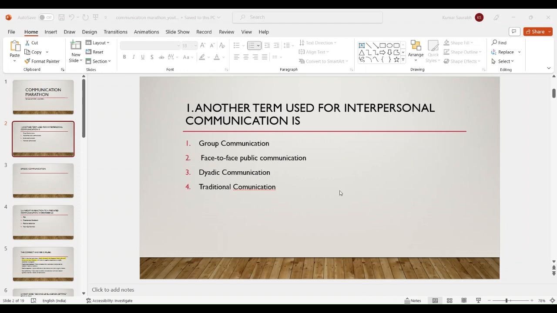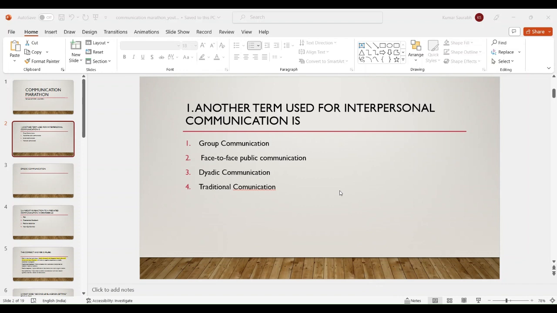I have also yesterday in the last session mentioned the dyadic communication. What this dyadic communication is all about? So dyadic communication is about two people interaction, which is said to be in the interpersonal communication. So in the dyadic communication, two people interact and they share their knowledge, share their opinion, and they take the maximum feedback from each other. So that's the reason that dyadic communication is said as the interpersonal communication.